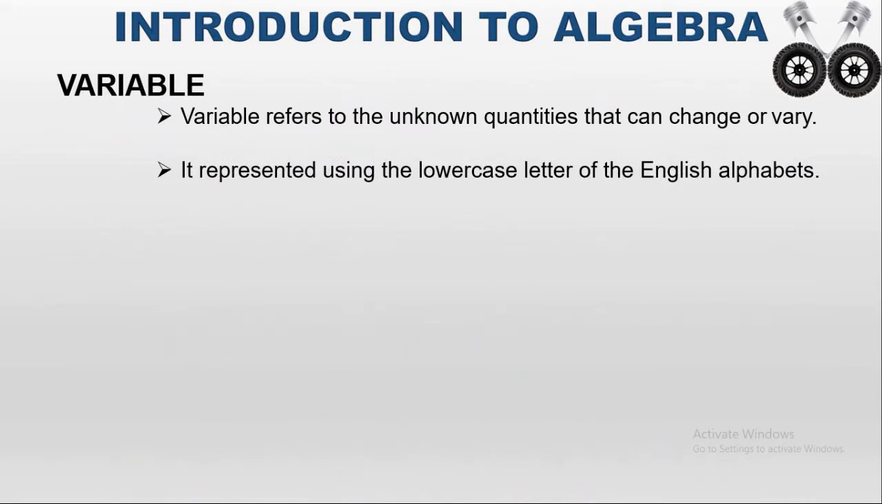Variable means the value can be changed from time to time, or depending upon the situation the value is changed. That time we can use the variable. If there are unknown quantities, that time also we can use variables. Always, variables are represented by an alphabet, and that alphabet should be in lowercase letters.